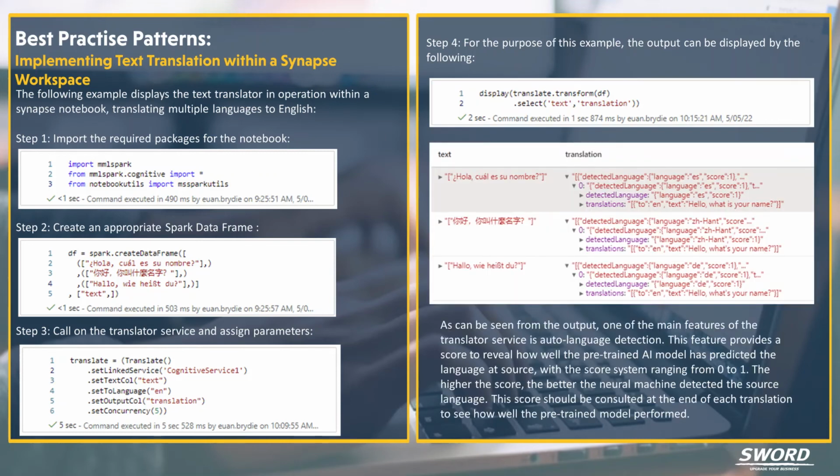As can be seen from the output, one of the main features of the translator service is auto-language detection. This feature provides a score to reveal how well the pre-trained AI model has predicted the language at source, with the score system ranging from 0 to 1. The higher the score, the better the neural machine detected the source language. This score should be consulted at the end of each translation to see how well the pre-trained model has performed.